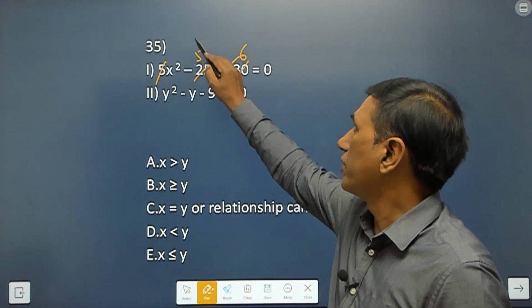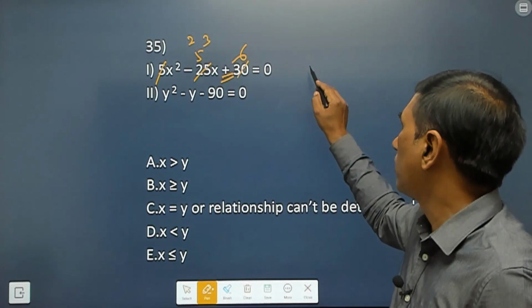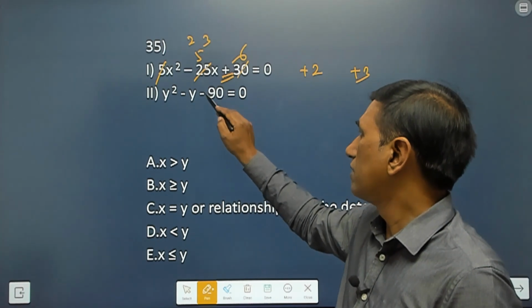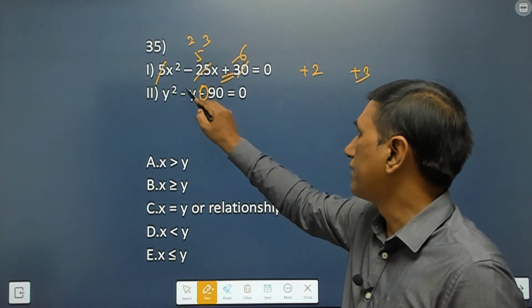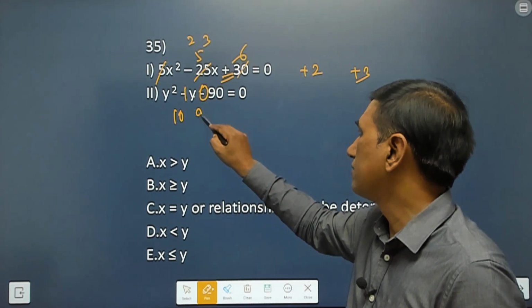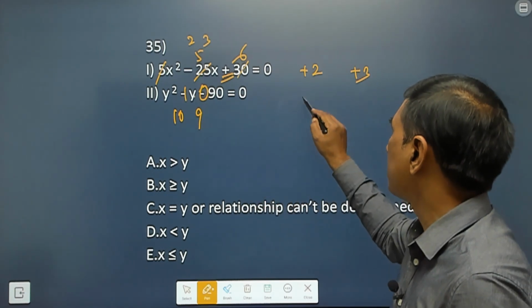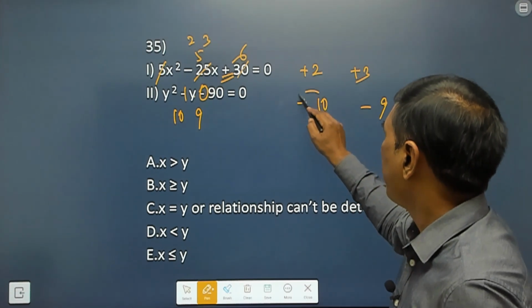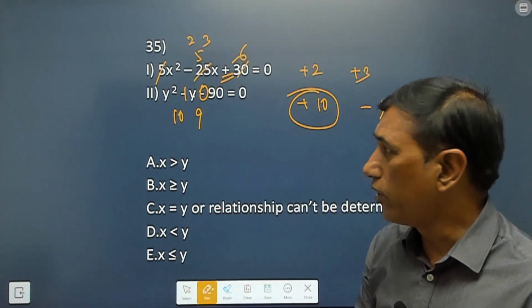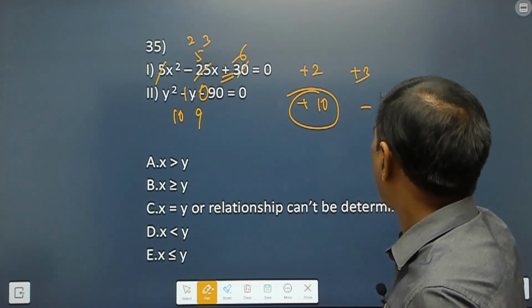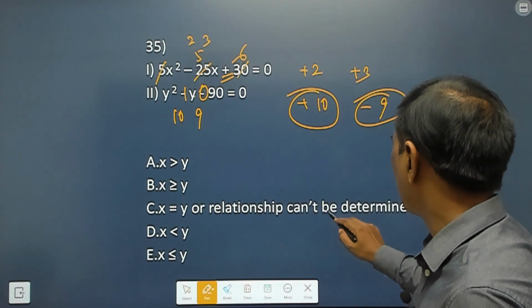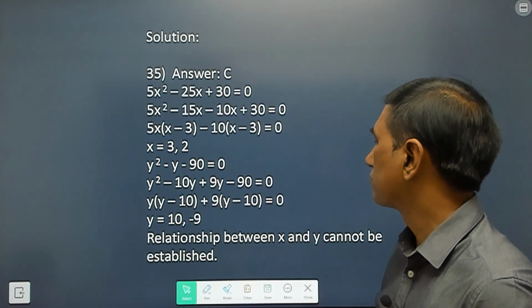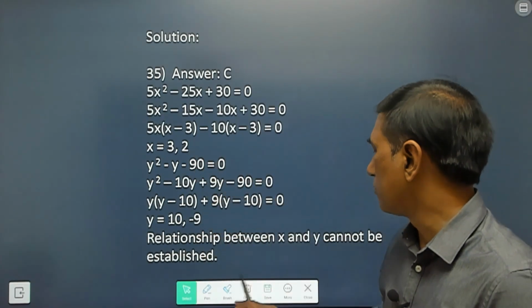Since it is plus, so it has to be 2 plus 3. So this will be plus 2 and plus 3. Since it has to be subtracted and it is 1, so 10 and 9. Since it is minus minus, so plus 10, minus 9. Now it is here only you have the greater number and smaller number both. So the relationship can't be determined. 10 minus 9, 3, 2.